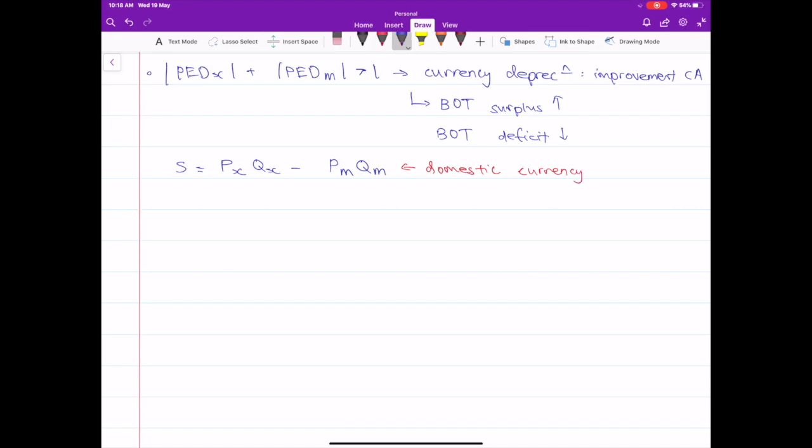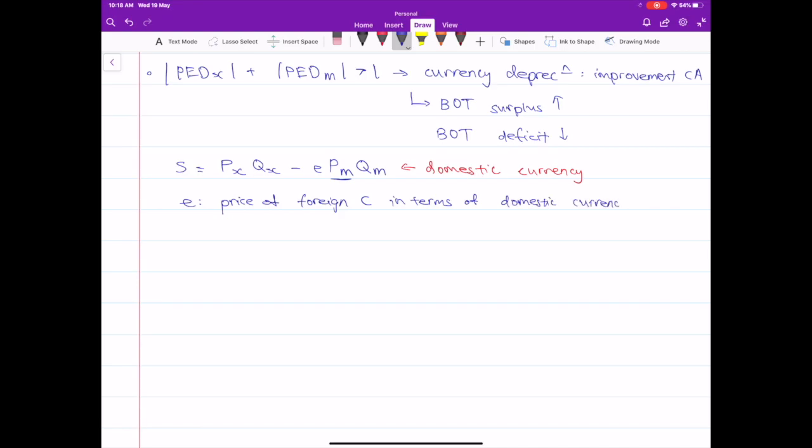Now, the PM here is not actually in terms of domestic currency because you're buying goods from overseas and bringing them into your country. So what you need to do is multiply by E, which is the exchange rate. So E here refers to the price of a foreign currency in terms of domestic currency.